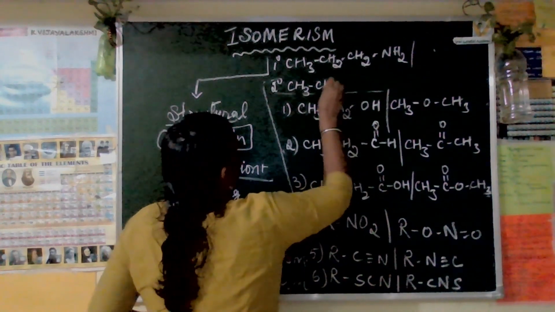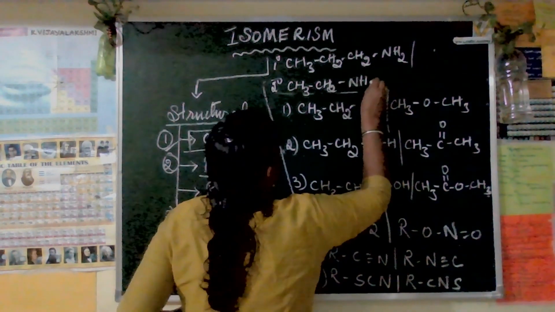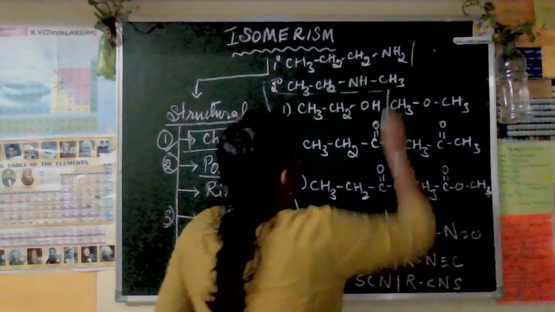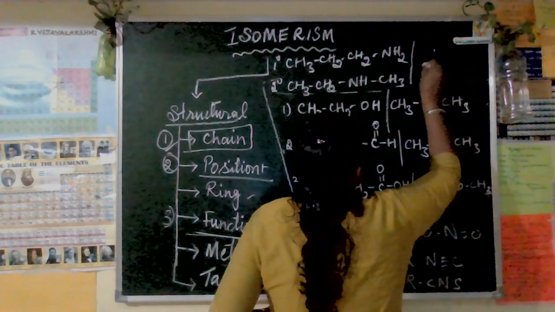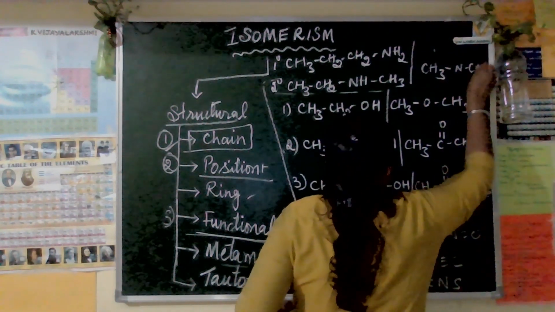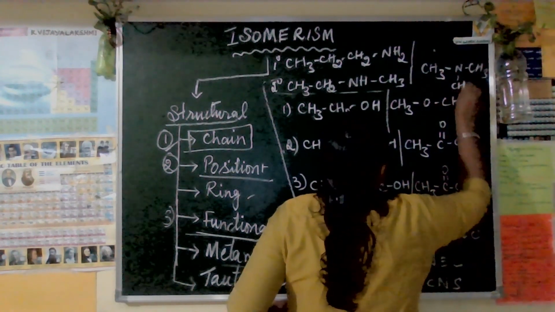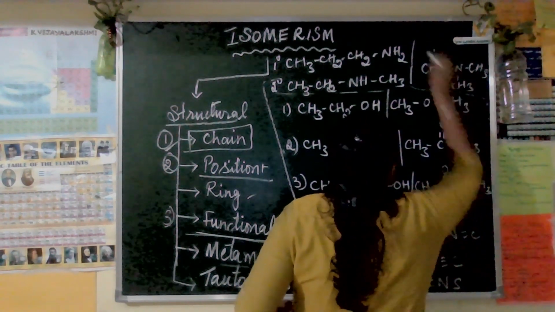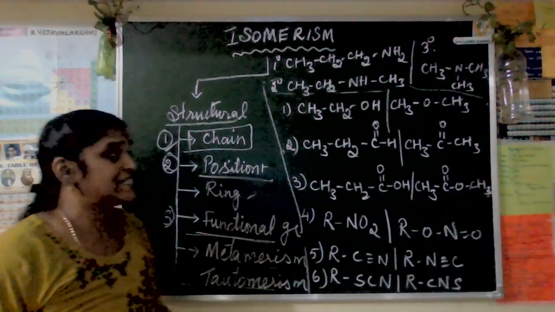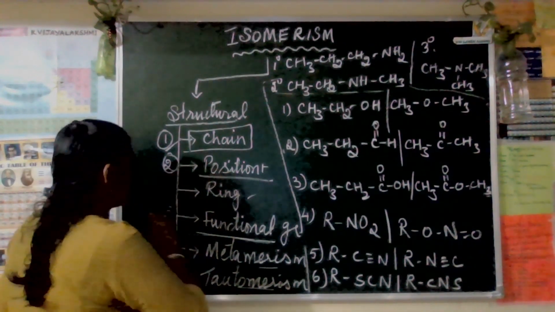CH3, CH2, NH, CH3. This is secondary amine, and here tertiary amine. CH3, N, CH3, and here CH3. So this is the tertiary amine. So these are all the examples of this functional group.